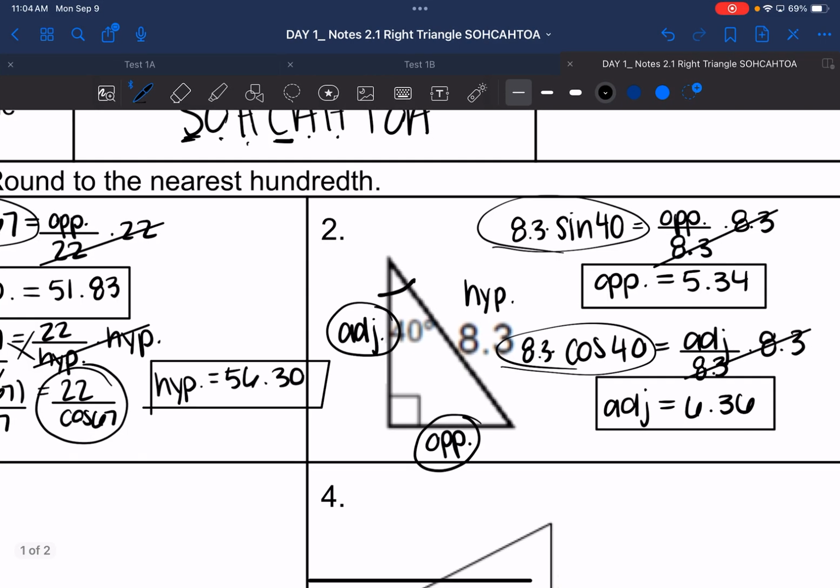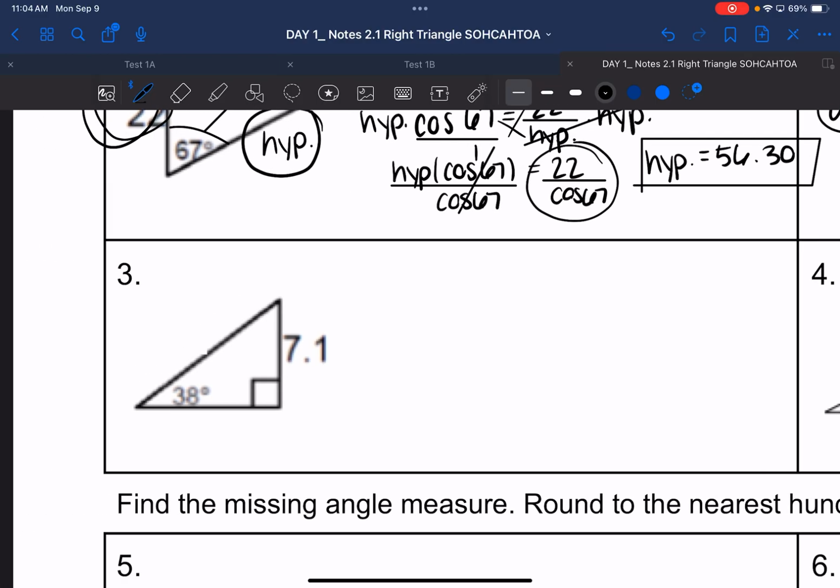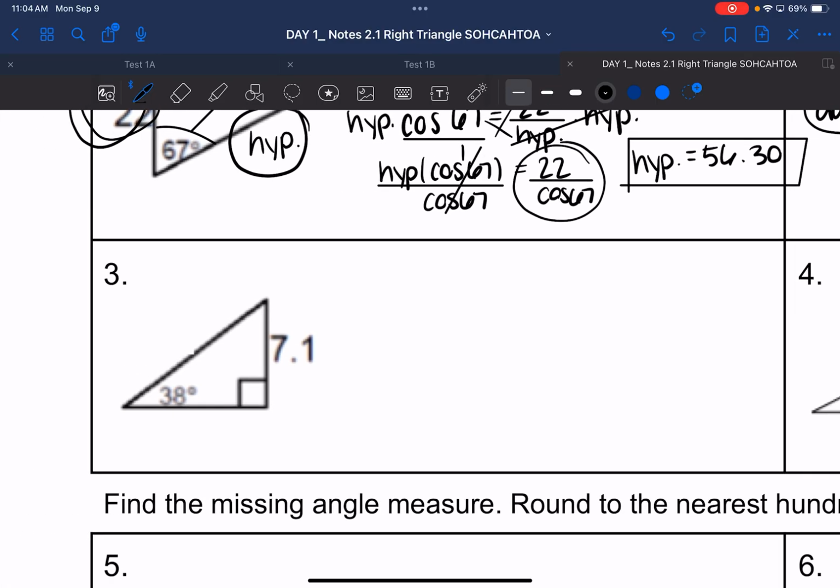Looks like most of us have at least number 3 filled in. So let's share our answers for number 3. On that one, our angle was 38 degrees. That 7.1 that they gave us, which side was that? Opposite. Good. Okay, so we were looking for hypotenuse and adjacent, right?